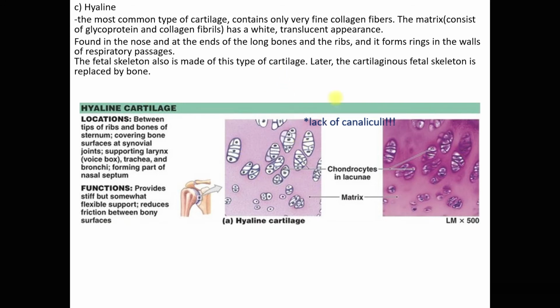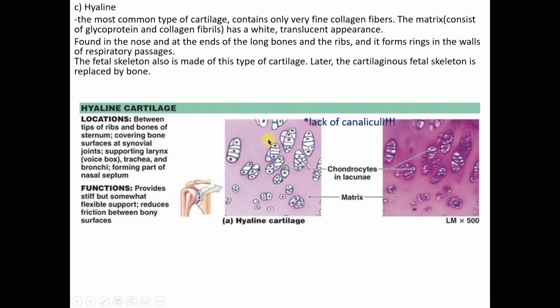Now, this hyaline cartilage can be found in the nose, at the ends of the long bones and the ribs, and it forms rings in the walls of the respiratory passage. The fetal skeleton also is made of this type of cartilage. Later, the cartilaginous fetal skeleton is replaced by bone. So you know, fetuses are very fragile.